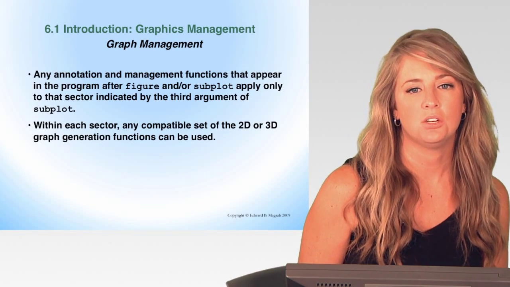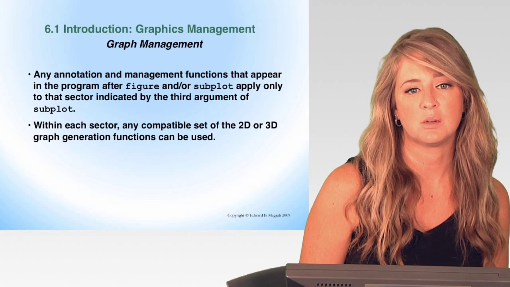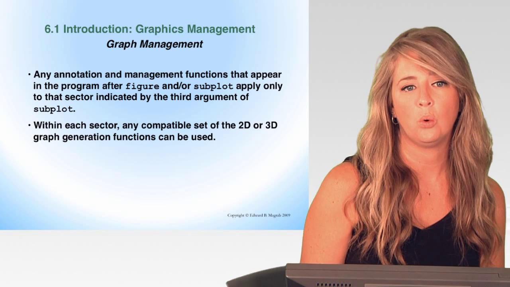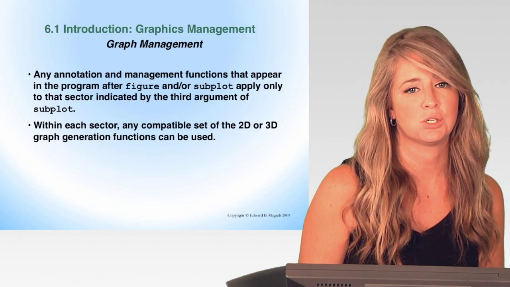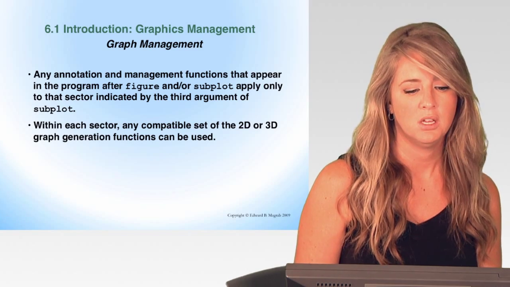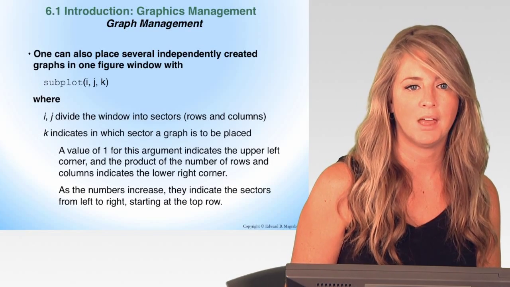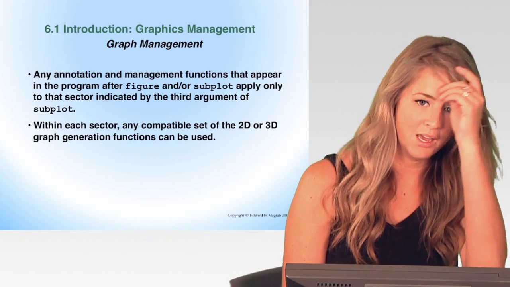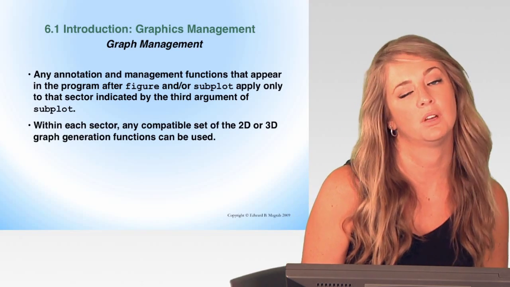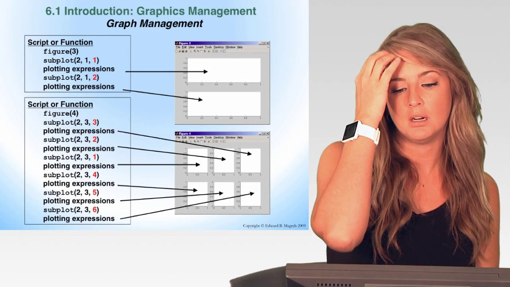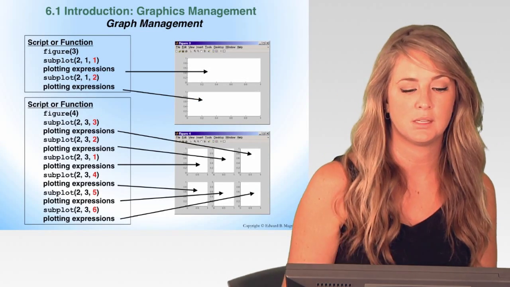Any annotation and management functions that appear in the program after figure and/or subplot only apply to that sector indicated by the third argument of that subplot function. In this case, we're referring to that K value. Within each sector, any compatible set of 2D or 3D graph generation functions can be used. So this gives you an example here of what it looks like when you use that subplot command.